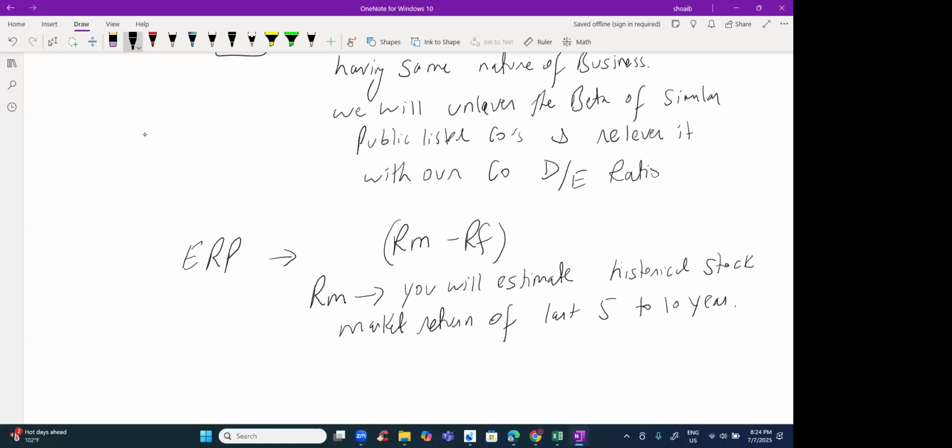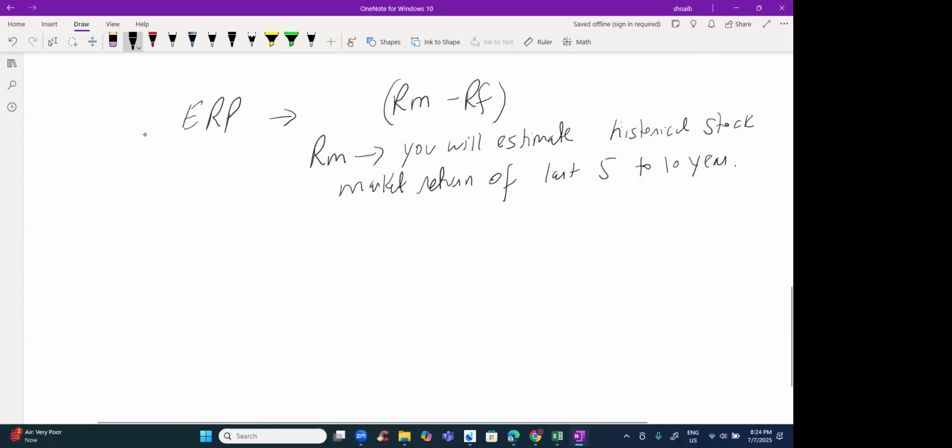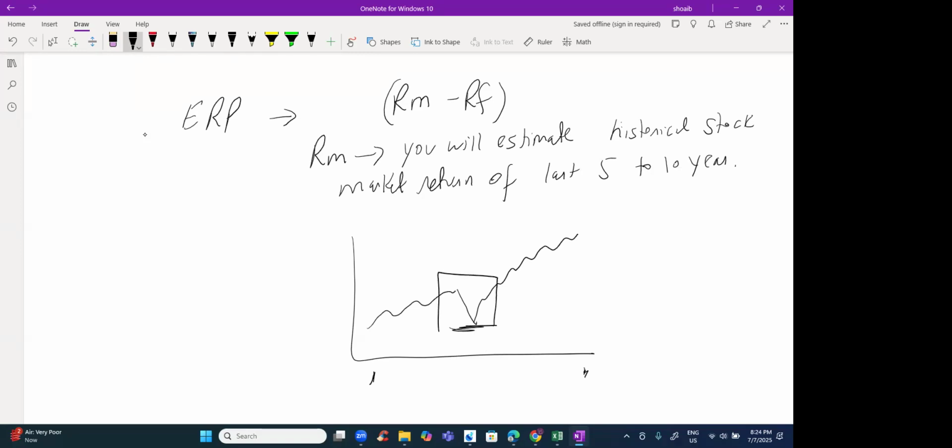Why am I saying 5 years? Because if you take 10 years, there is a problem. There's COVID time in between those 10 years. Before COVID, the market was going up. In COVID, the market went down, not that much. And after COVID, the market again went up. So the 10-year history has some outliers. That's why it is better to select the time wisely.